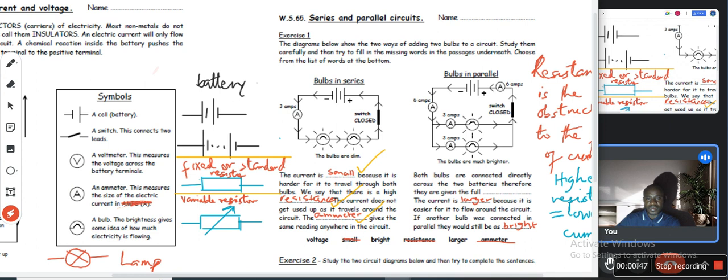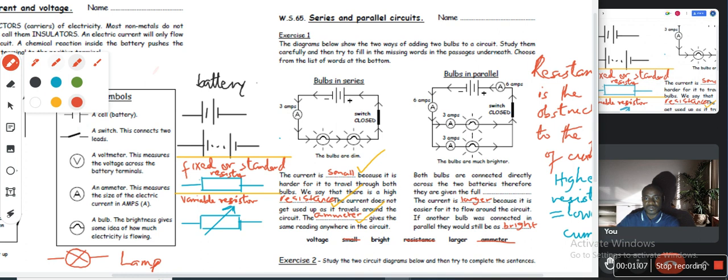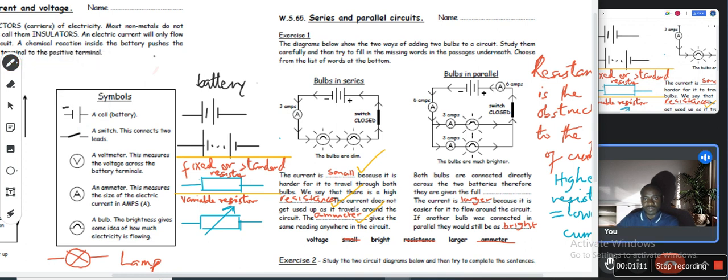The current is measured in amps. The voltage is measured in volts. I should have told you that. And of course, a cell has just one short stroke and a longer stroke. The short stroke is the negative side. The long stroke is the positive side. Do you know? Okay. The short stroke is the negative side. The long stroke is the positive side.